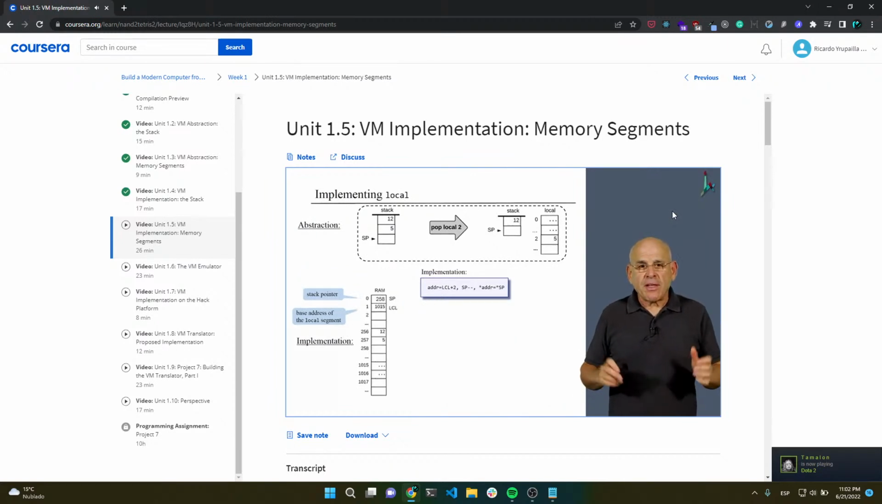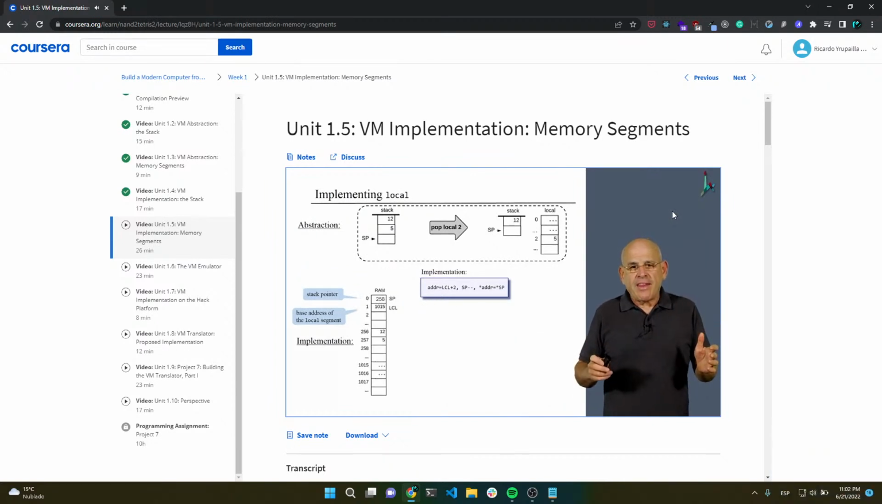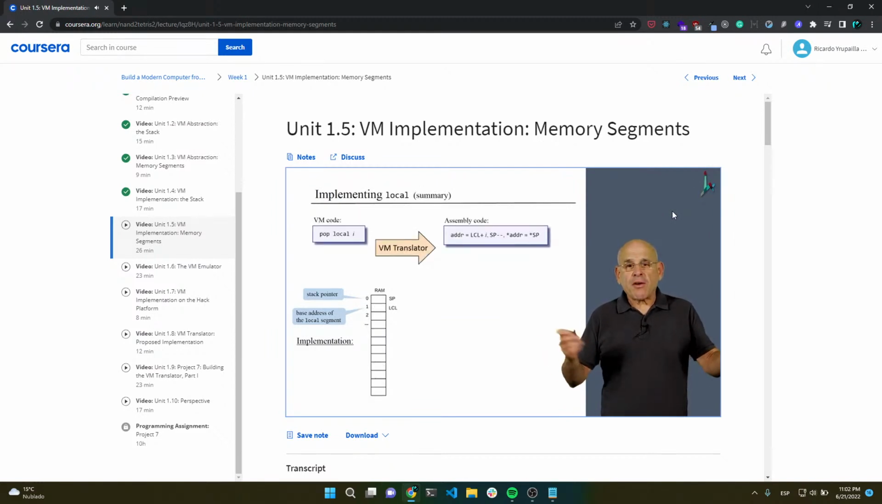So in general, you have to observe that there's nothing special about this number 2. I can replace 2 with i, and then everything will work just as well as it did before. Instead of doing LCL plus 2, I will do LCL plus i. So I managed to generalize this translation completely, and I know how to handle pop local i. So here is the generalized translation of the pop local i command. What we see on the right-hand side is exactly what we had in the previous slide.